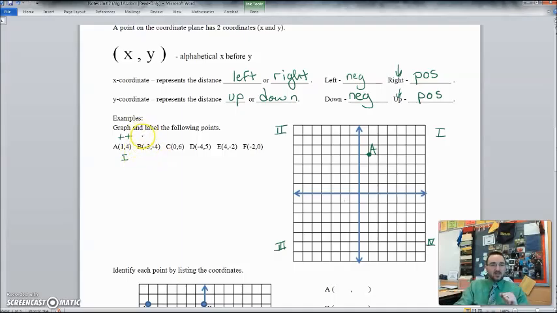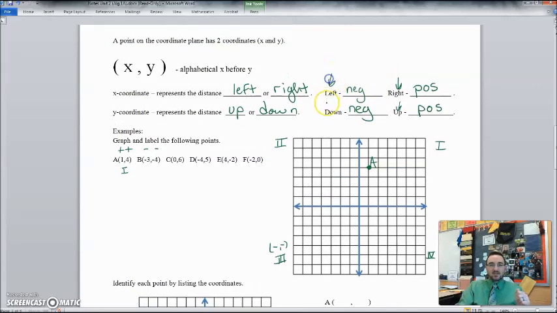So for B, we have negative, negative, and I said before that negative, negative is going to be in our third quadrant, right? So in our third quadrant, this is where we should be. Negative 3. Now, negative means we are going left, and then we are going down. I could actually put this over here. We are going left, and then we are going down.